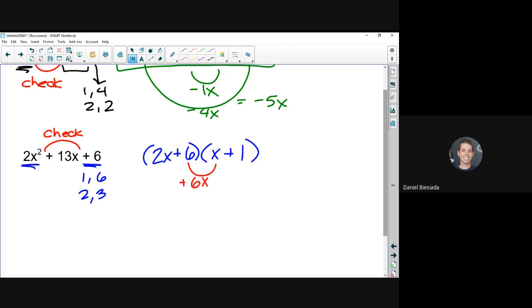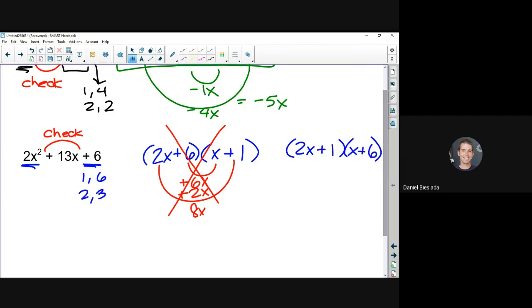Inside we get a 6x, that's positive. 2 times 1 is 2. 6 plus 2 gives me 8. Uh-oh. We were supposed to get 13. We got 8. This is not right. So before I change the numbers, I'm going to try changing the order of the numbers. So I'm going to try putting the 1 up here and the 6 in the back end. If that works, then we're in good shape. Let's give it a look.